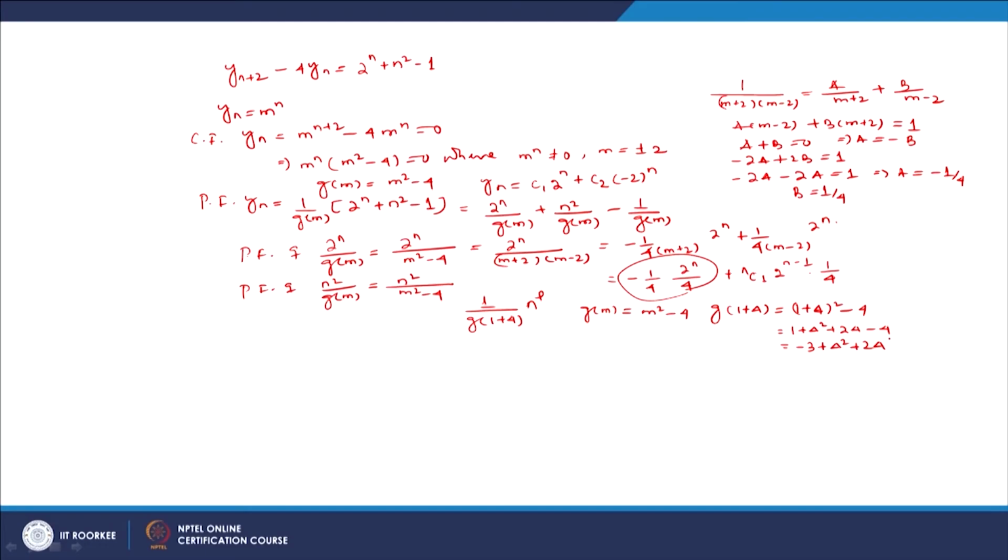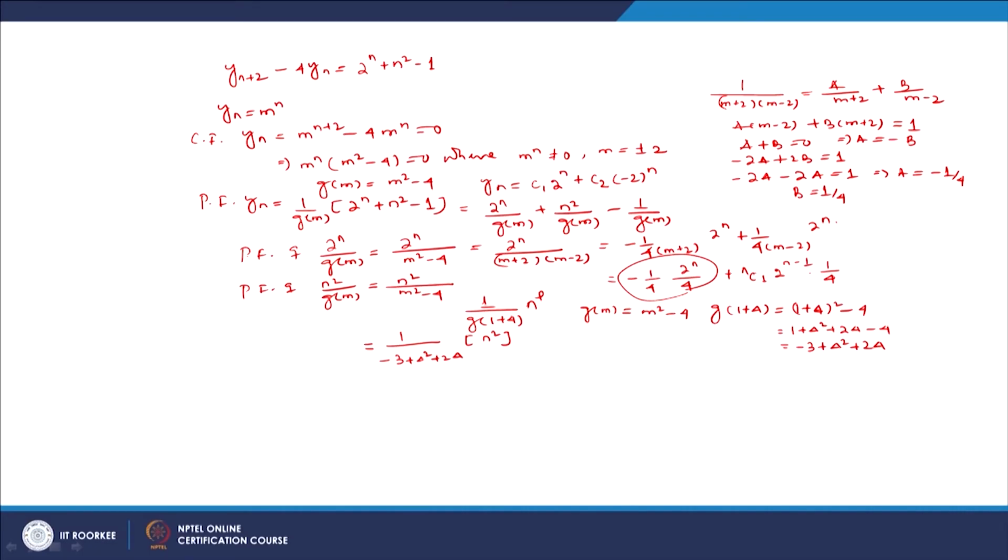And directly if you will just write the particular function of this one, you will have in the denominator 1 by (minus 3 plus delta square plus 2 delta) operated on n square here. Since we cannot operate this operator if we keep this in the denominator part, we cannot operate that one. So, that is why we have kept it in the numerator part here.